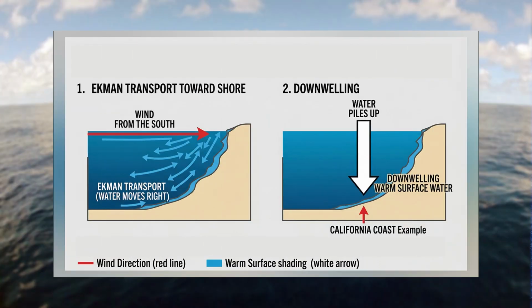to replace the displaced surface water. In case of coastal downwelling, what happens? If the winds are from the south, Ekman transport still moves the coastal water to the right, but in this case, water is pushed towards the shoreline. This stacking of water forces the surface water to sink in a process called coastal downwelling.